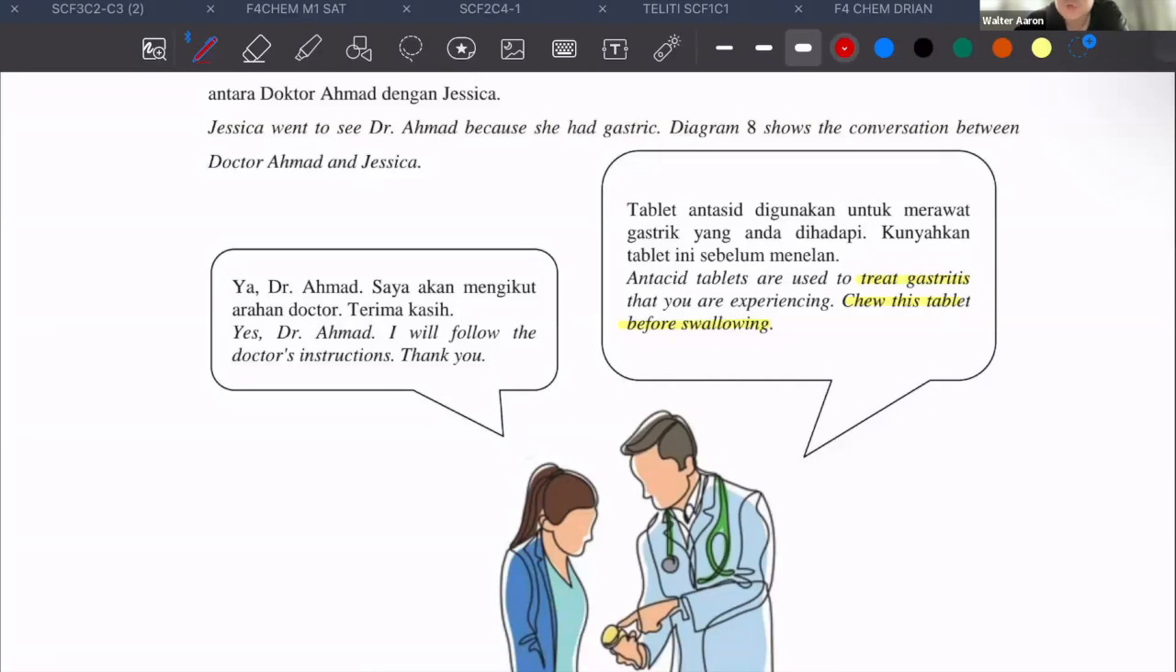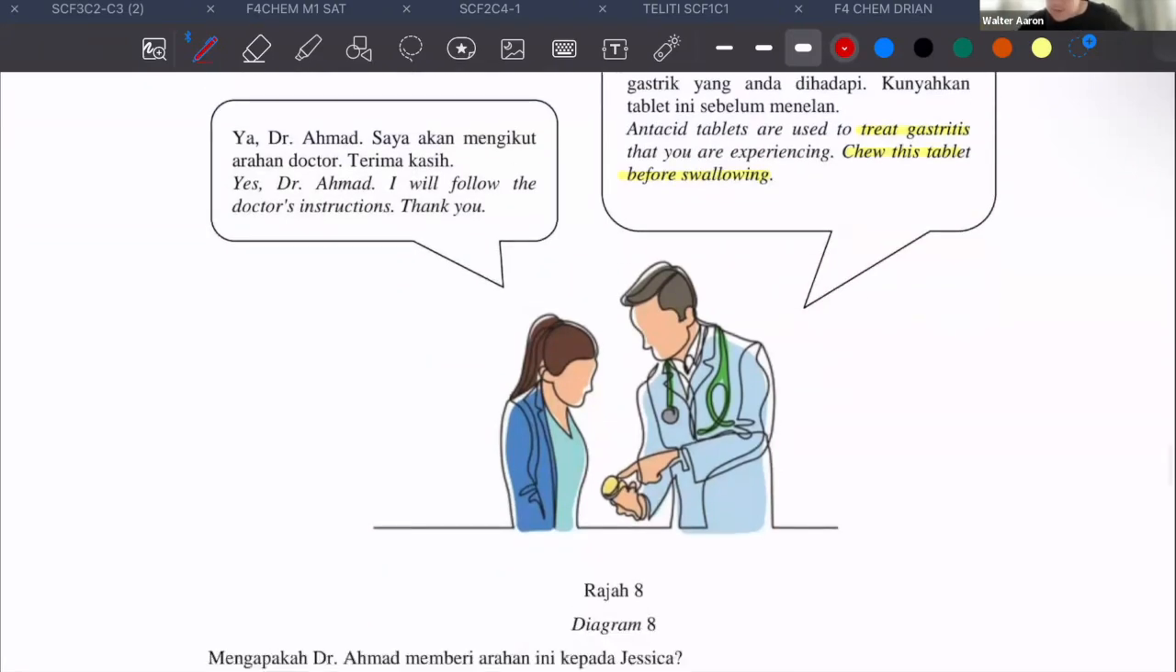I think it's referring to chew this tablet before swallowing. Chewing the tablet before swallowing is actually to increase the surface area. Why must you chew it? Why can't you just throw it into your mouth and swallow it? I think the reason is that we want to make sure there is enough surface area to react with the acid. If you chew the tablet before swallowing, it will increase the surface area of the antacid tablet, which can then react with the acid more efficiently. So I think that's what the doctor is trying to say.